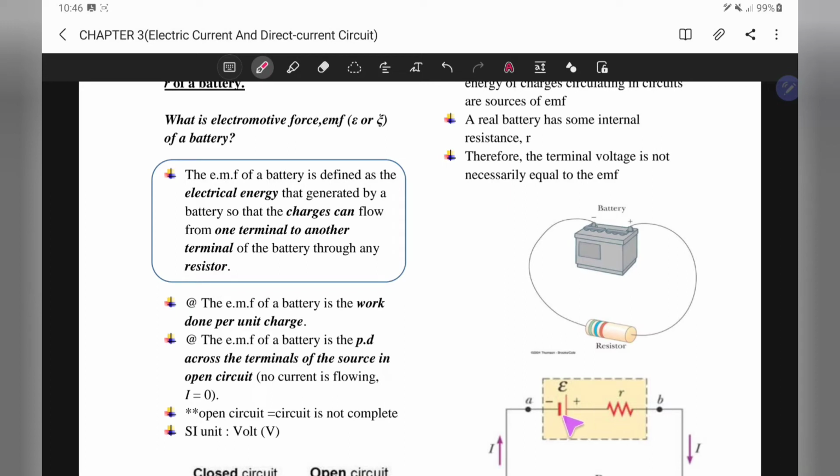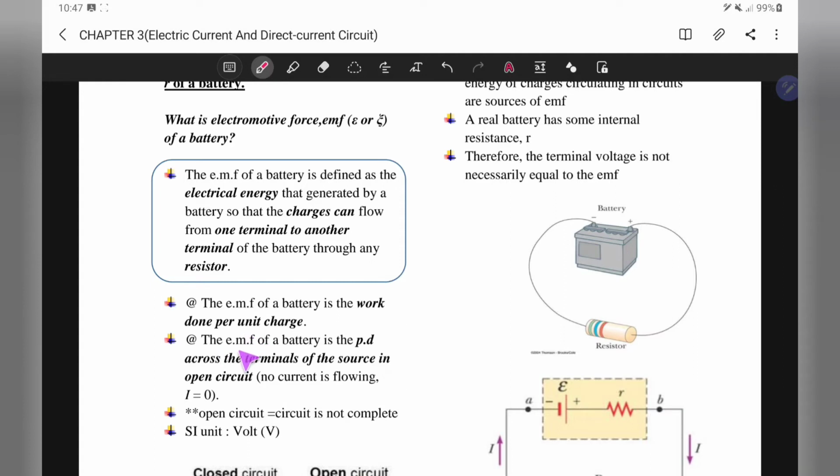Seems like here we need to transfer an electron from one terminal to another terminal, isn't it? So the energy needed here, the energy provided by the cell or the battery, we call it EMF, to transfer the electron from one terminal to another through a resistor. That energy provided by the battery, we call it EMF. Or EMF of a battery is the work done per unit charge. Again, work done per unit charge. So to transfer the charge, the work done here is provided by the battery.